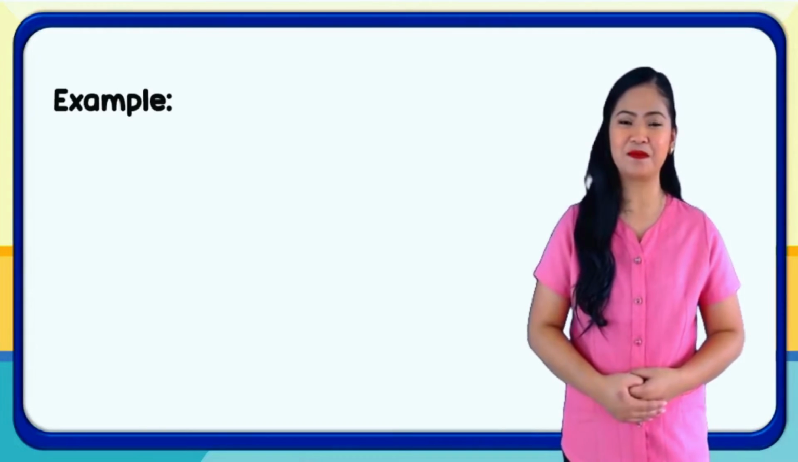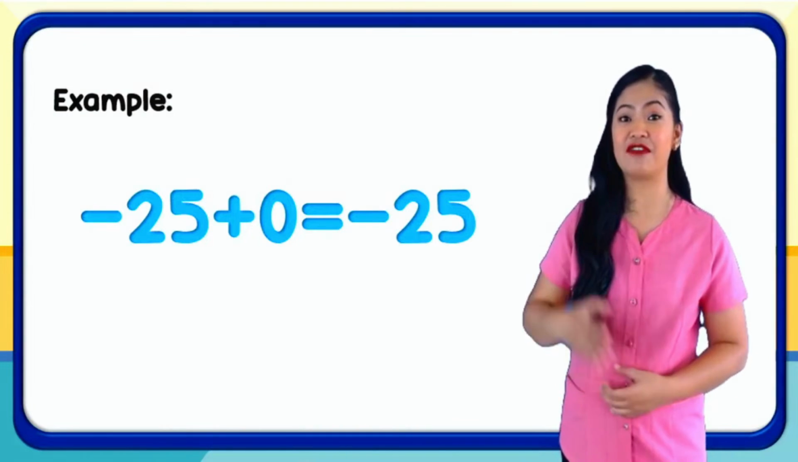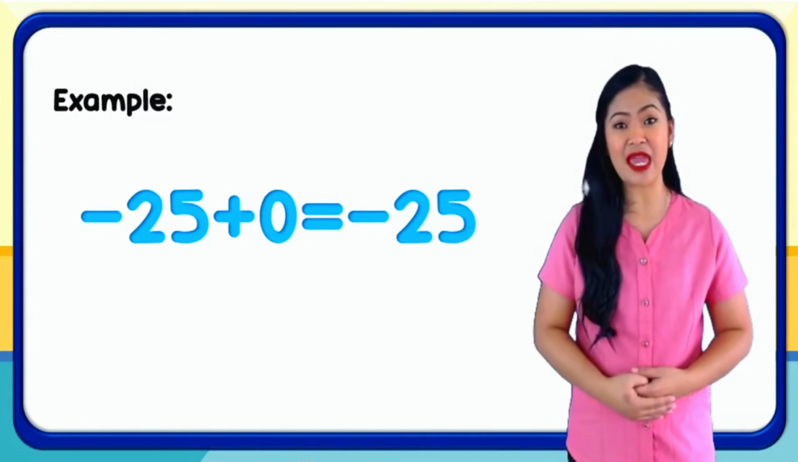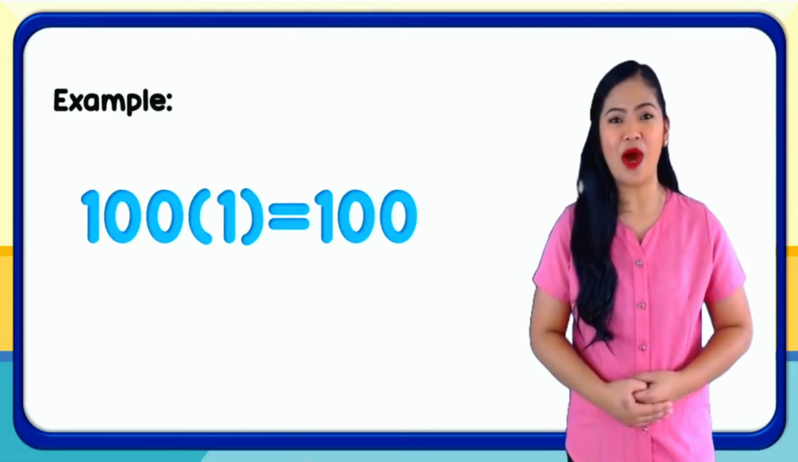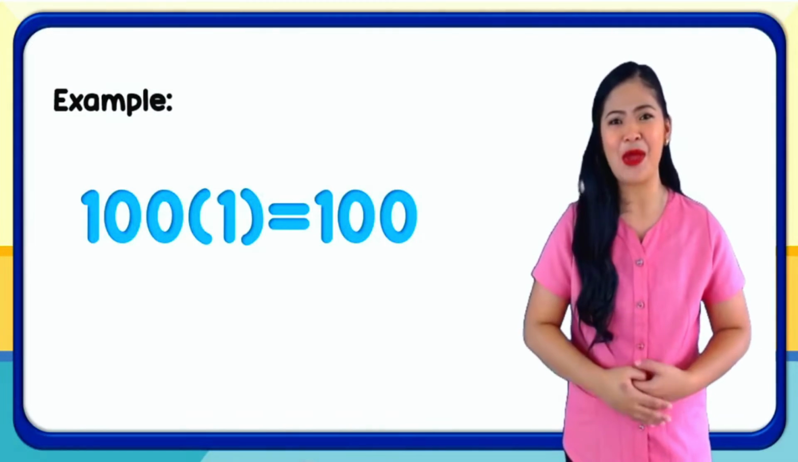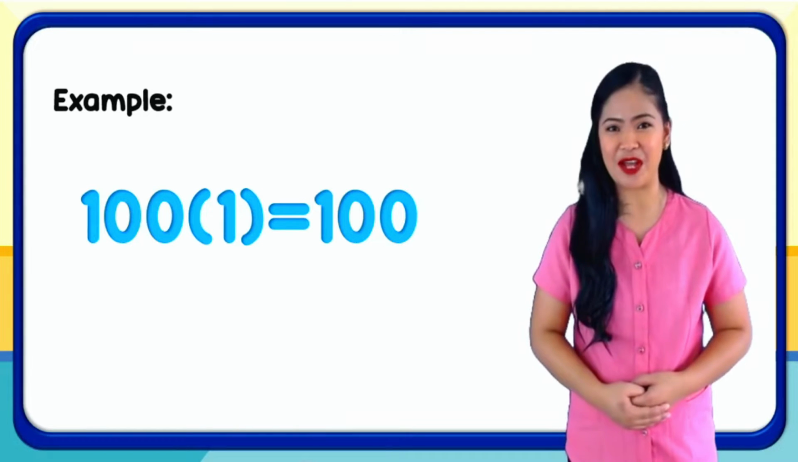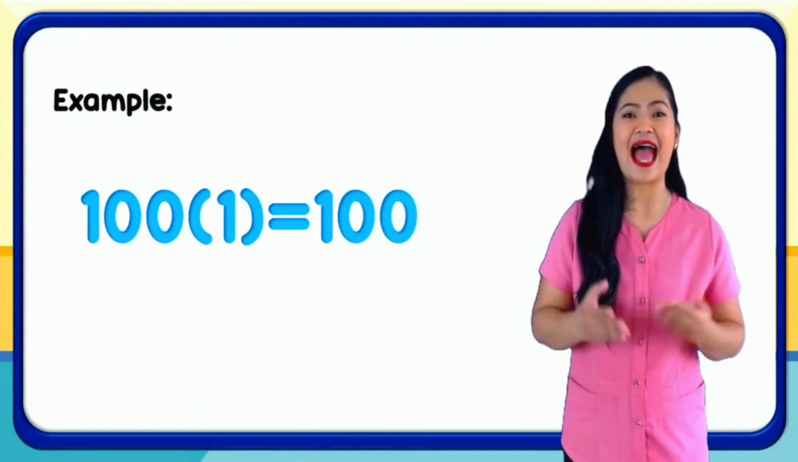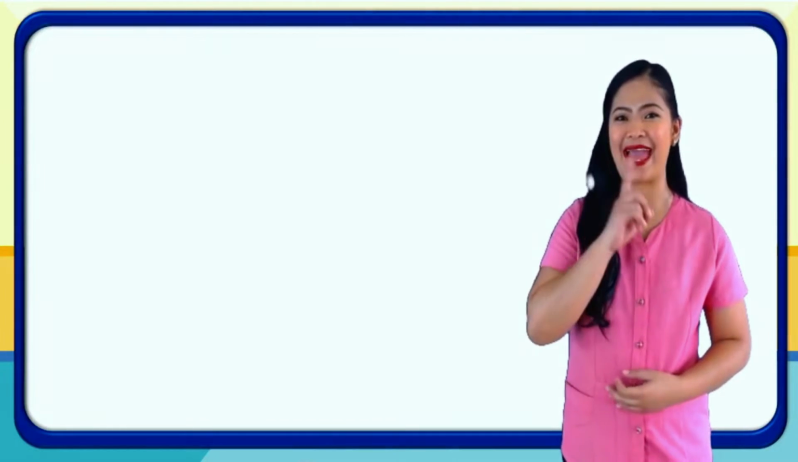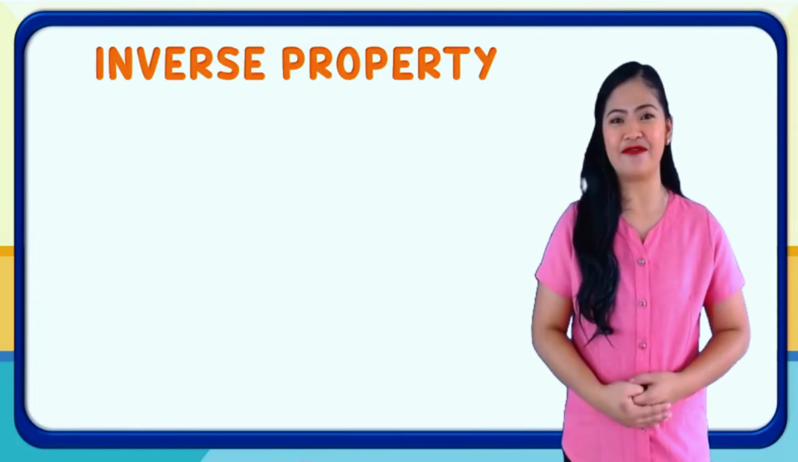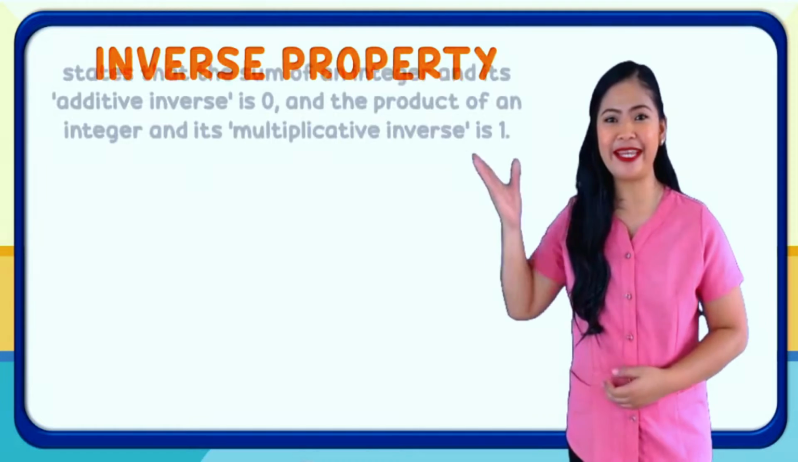For example, negative 25 plus 0 will just be equal to negative 25. And 100 times 1 will just be equal to 100. That is identity property. And for our last property, we have the inverse property.